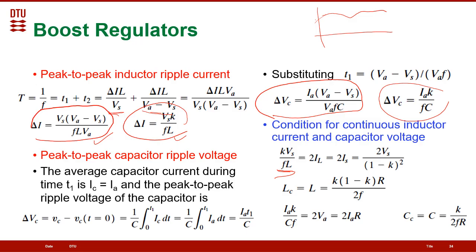So if we solve this, then we can determine the minimum required inductor. And the same here, we have the expression for the voltage, then we can find the minimum required capacitance. So we will design them to make sure that our regulator will be working in continuous operating mode.